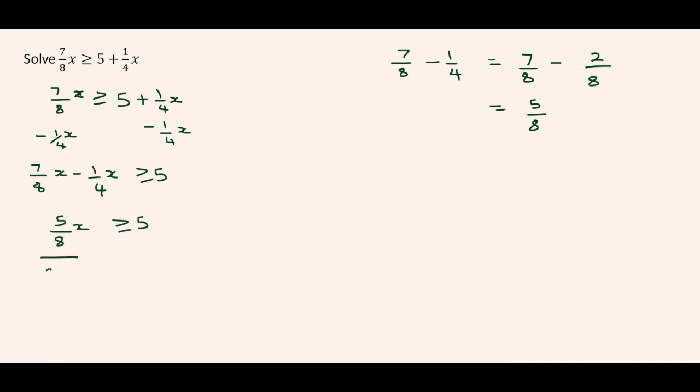Now we divide both sides by 5 over 8. And let's see what we have. 5 divided by 5 over 8 is equal to 5 times 8 over 5. So this 5 will cross out, so we're left with 8. So therefore, x is greater than or equal to 8.